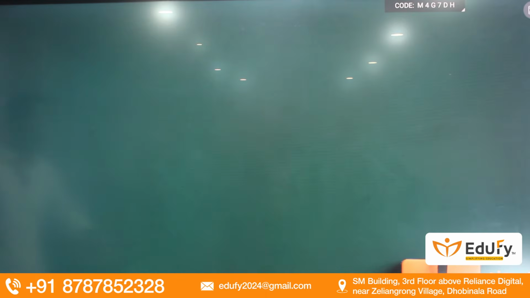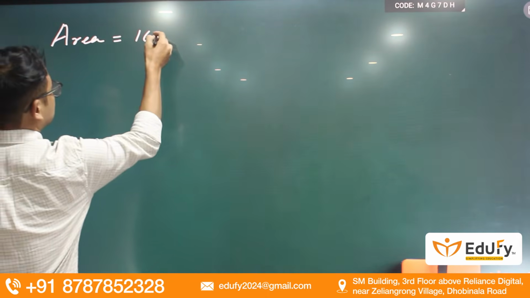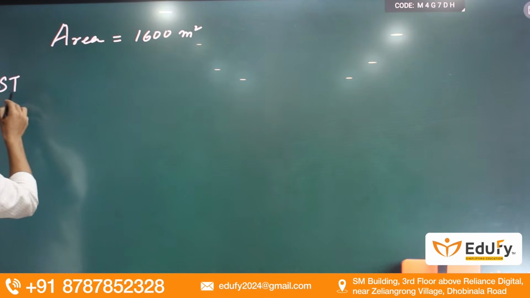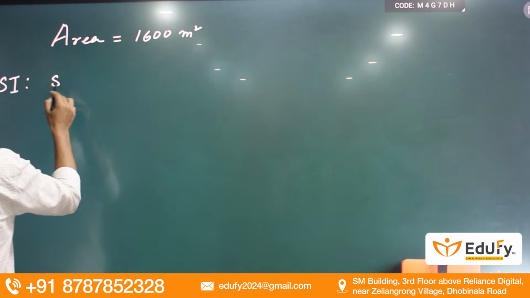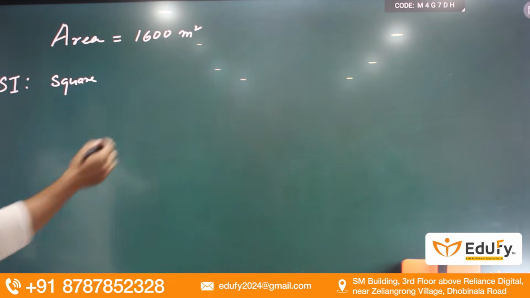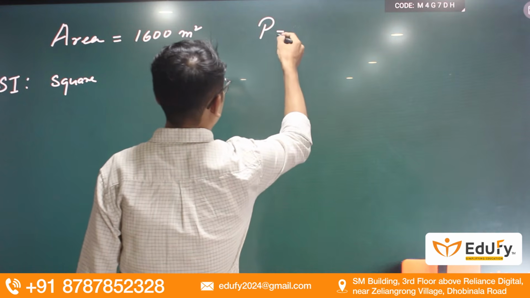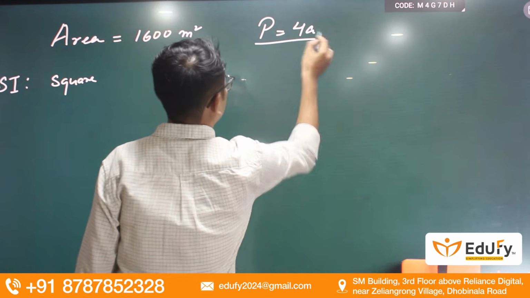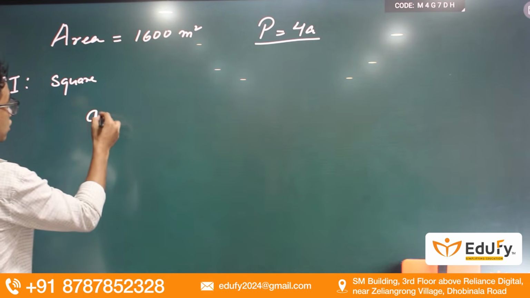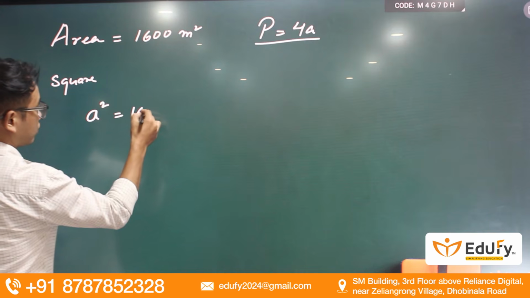The question said the area of this playground is 1600 meter square, and statement 1 says that this is a square. We are asked to find out the perimeter, which needs a formula. Since I know from the first statement that this is a square, I can find the side, because the area of a square is a squared. So a squared is equal to 1600.